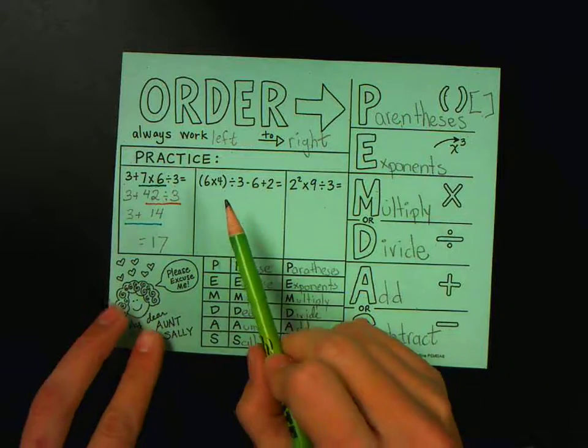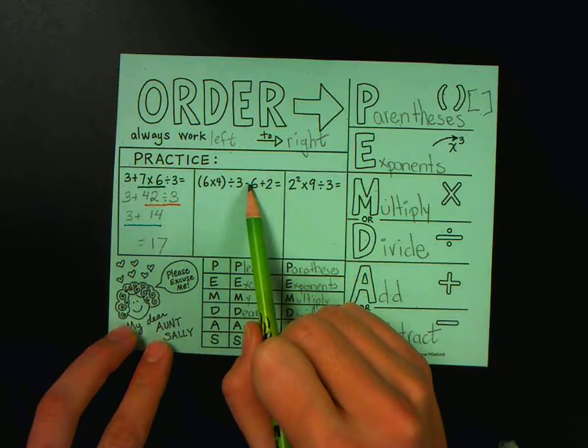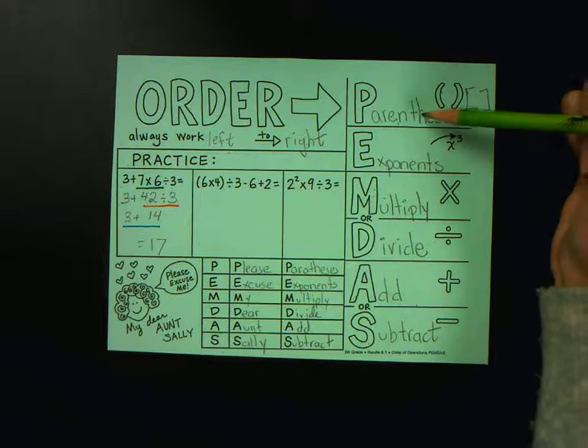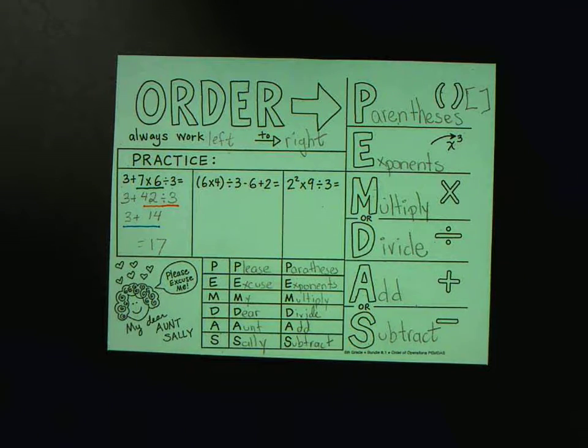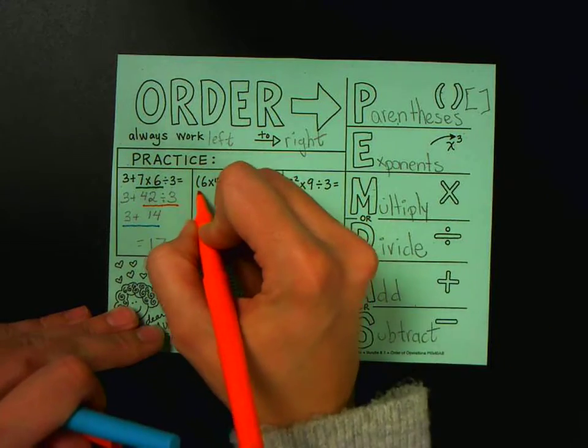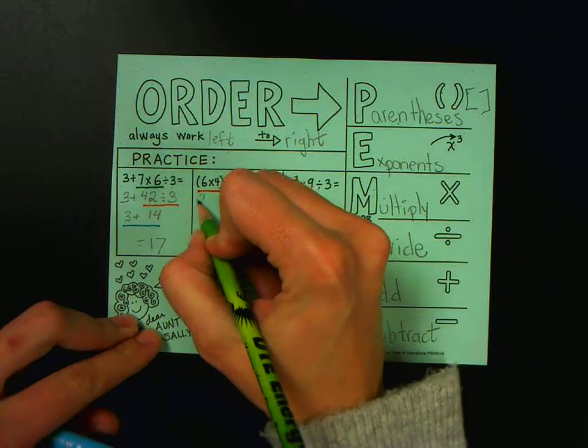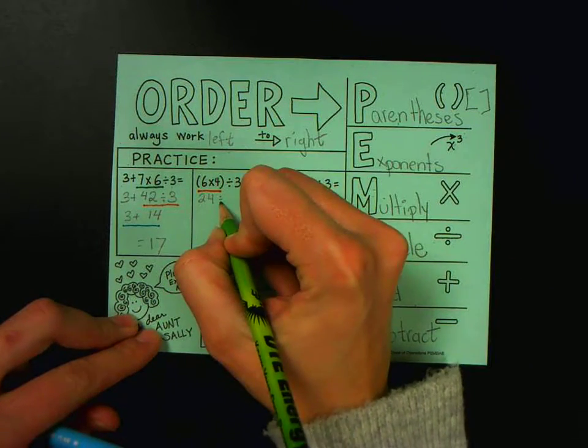All right, the second one, we have 6 times 4 divided by 3 minus 6 plus 2. If we go through our PEMDAS, do we see any parentheses? We do. We see the 6 times 4. So that's the first one you want to do, is that 6 times 4. And that's going to be 24. Bring everything else down.